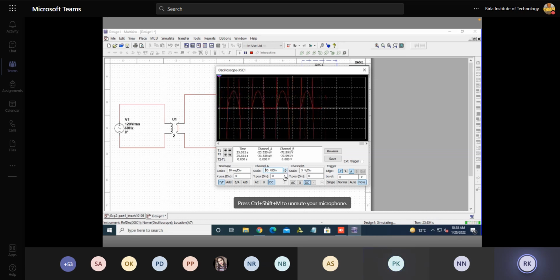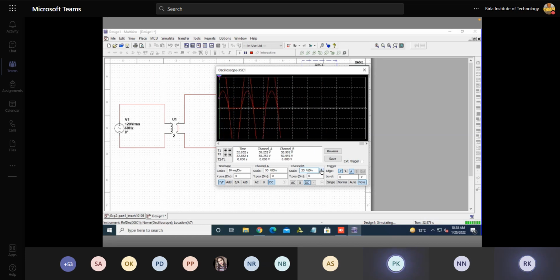Now go to channel B. There also you make 50. So in fact, whatever change we did, it's not taking. Now just below channel B, you see AC, 0 and DC. Press 0 so that only channel A will be there. So it is a rectified waveform. Yes, we are getting it.